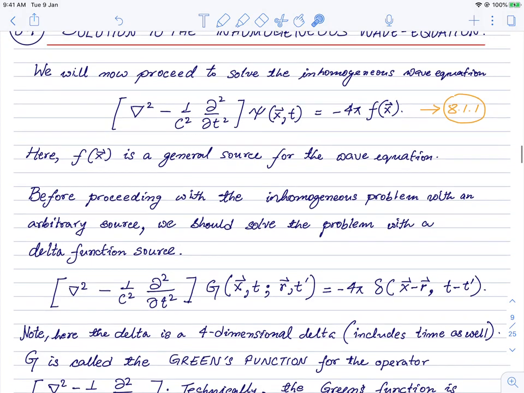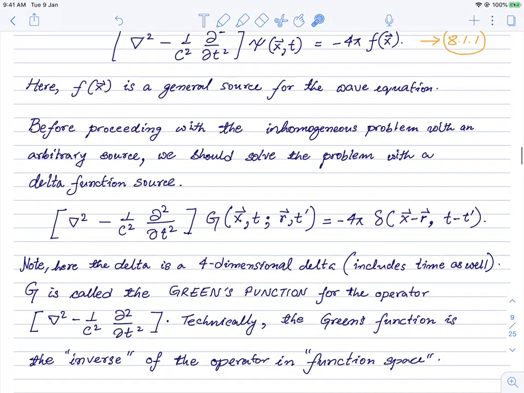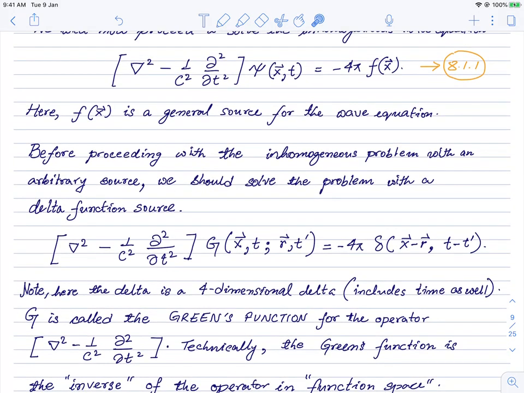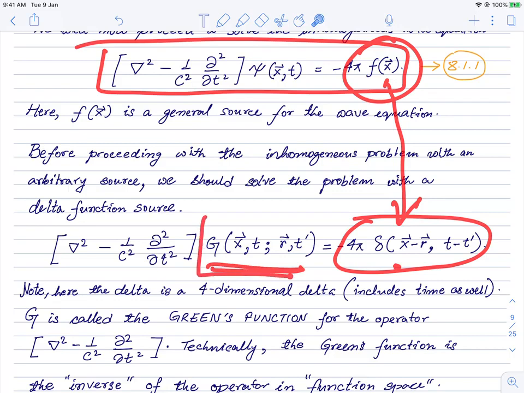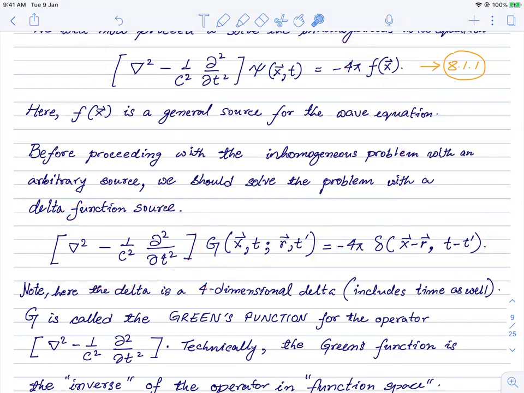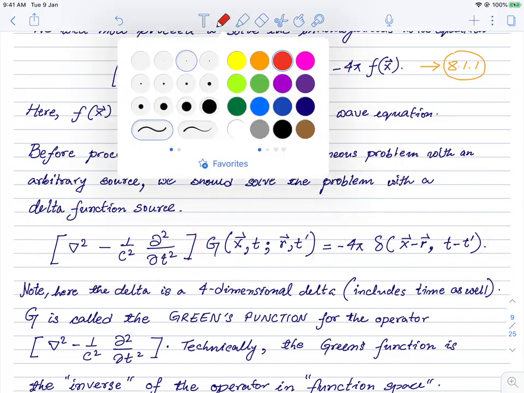If you have to solve this equation, the first step is to solve a specific inhomogeneous equation like this, where the source, instead of an arbitrary source, is the delta function source. That particular solution to that problem is called the Green's function corresponding to this operator. Schematically, it is the inverse of the operator.